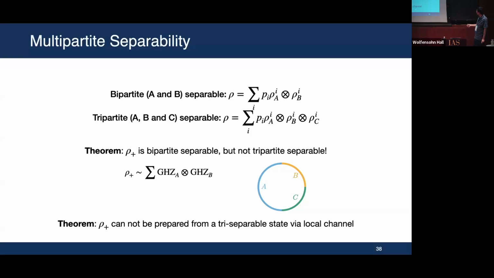And well, there's a stronger statement that not only is it not tripartite separable, it cannot be prepared from any tripartite separable state via a local quantum channel. So again, the fact that it's tripartite inseparable is really a property of a phase, not just a fine-tuned property of a state.